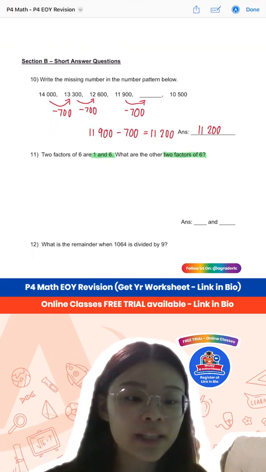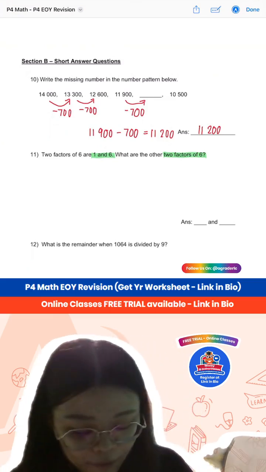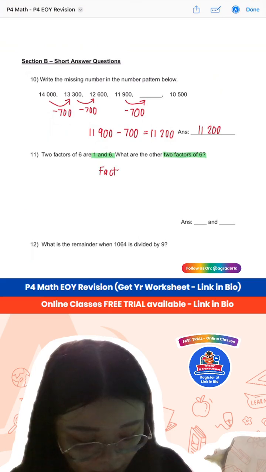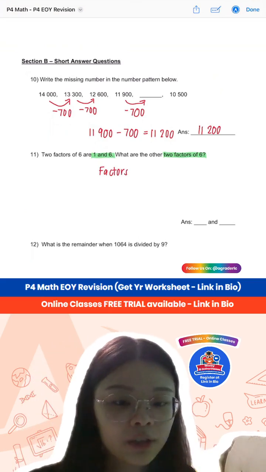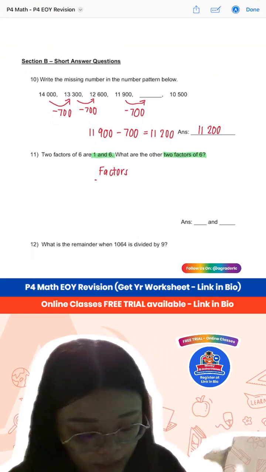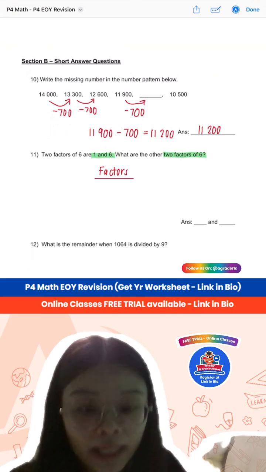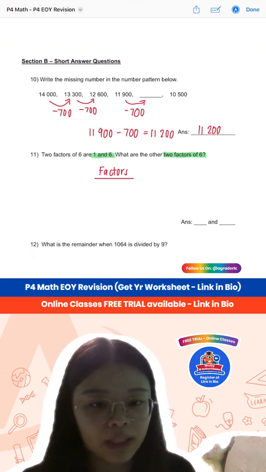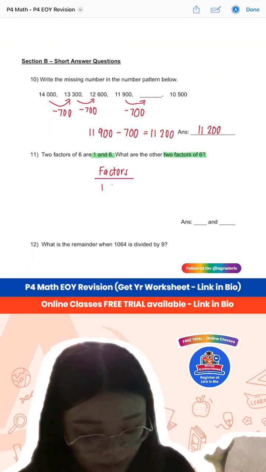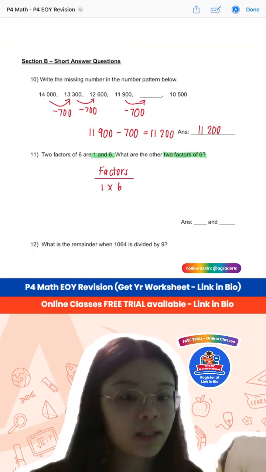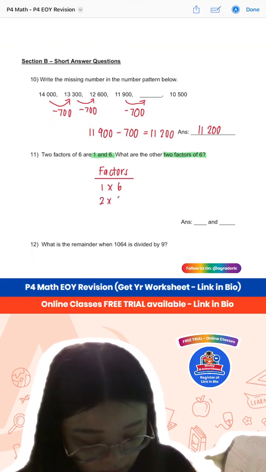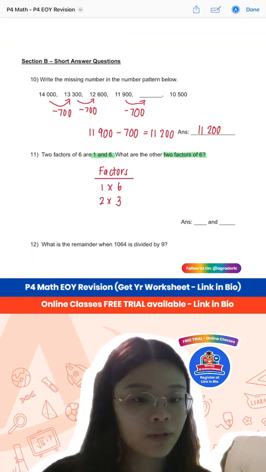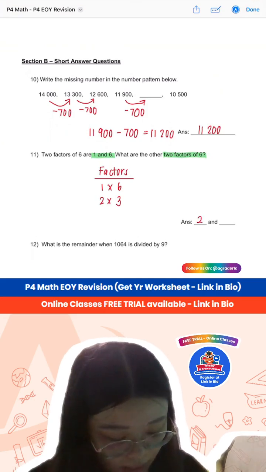To find factors, what should we do? We have to list out all the numbers that can multiply up to the number they are looking for. Since we are looking for 6, we need to find the numbers that multiply up to 6. They already gave you one pair: 1 times 6 gives you 6. The other pair that gives you 6 will be 2 times 3. So this is the answer, 2 and 3.